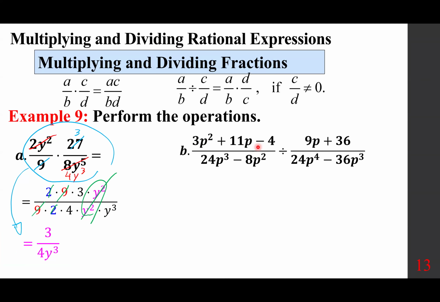3p squared plus 11p minus 4 over 24p cubed minus 8p squared, divided by 9p plus 36 over 24p to the power of 4 minus 36p cubed. What we are going to do, first we're going to look at this one and factor it.